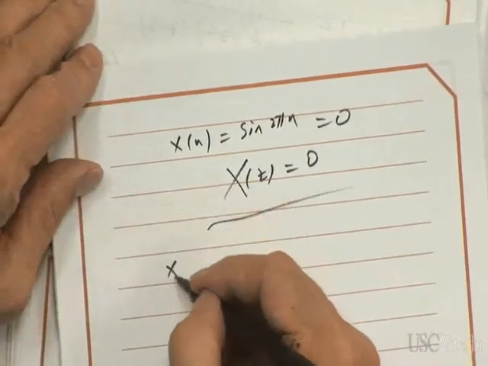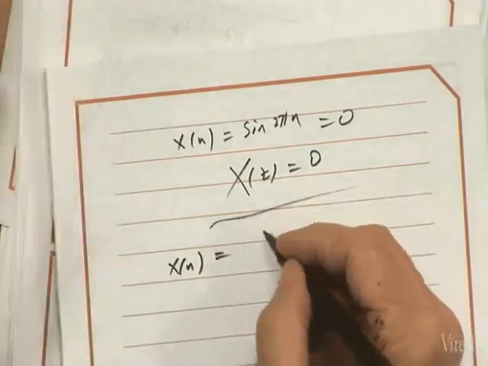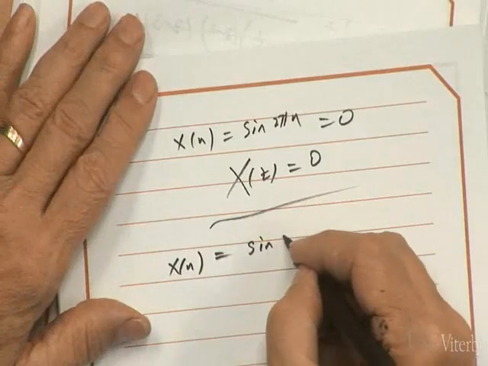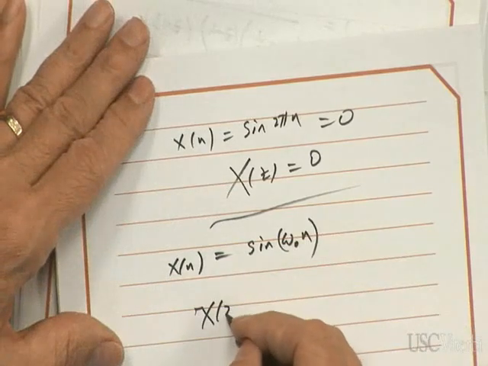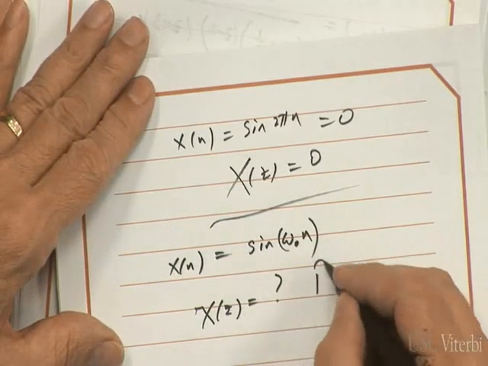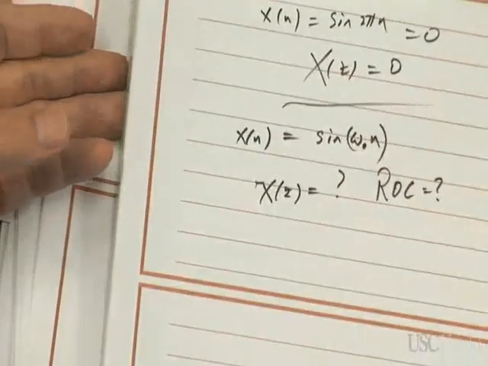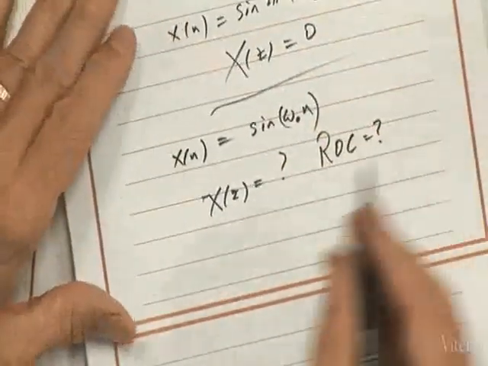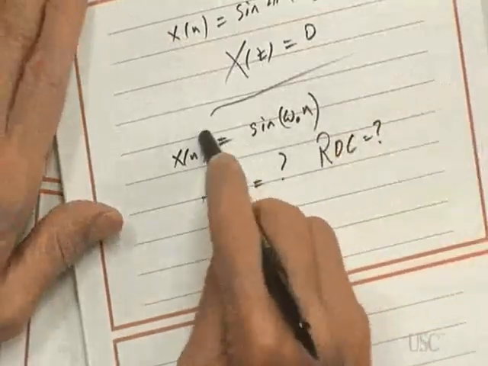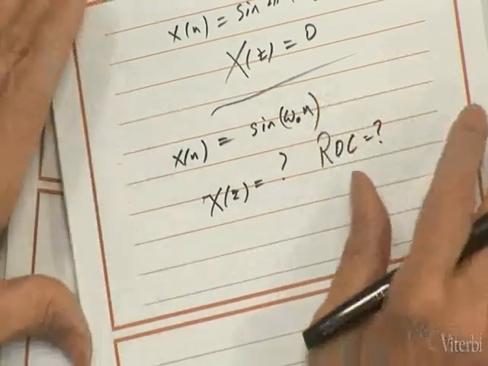Now, if on the other hand you have something like x of n equals sine or cosine, let's do, well, I'll do sine, it's a little messier, of omega naught n, and I ask you what x of z is, and what is the region of convergence. I see what you were saying. This is an interesting example. Here's how you do that. See, if you can get x of n to like alpha to the nth, some power, a geometric power or something that looks like it, then you can solve it directly.